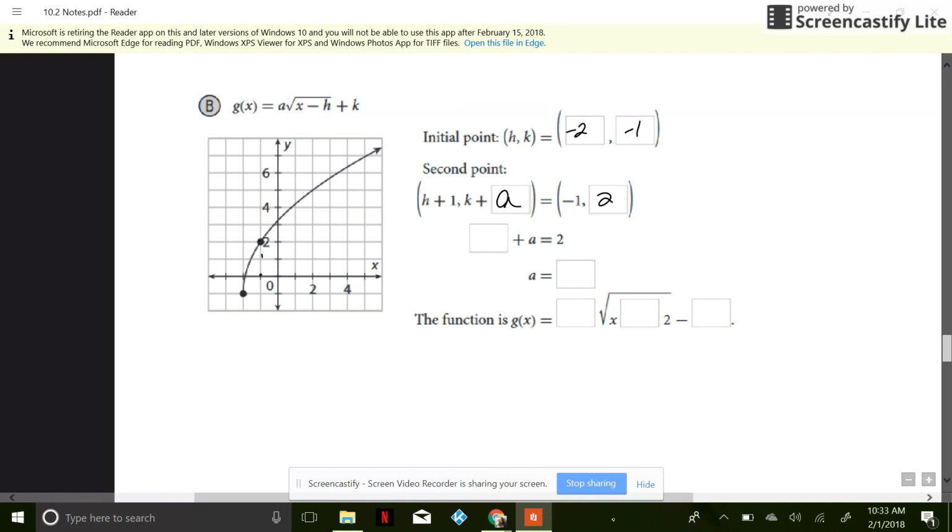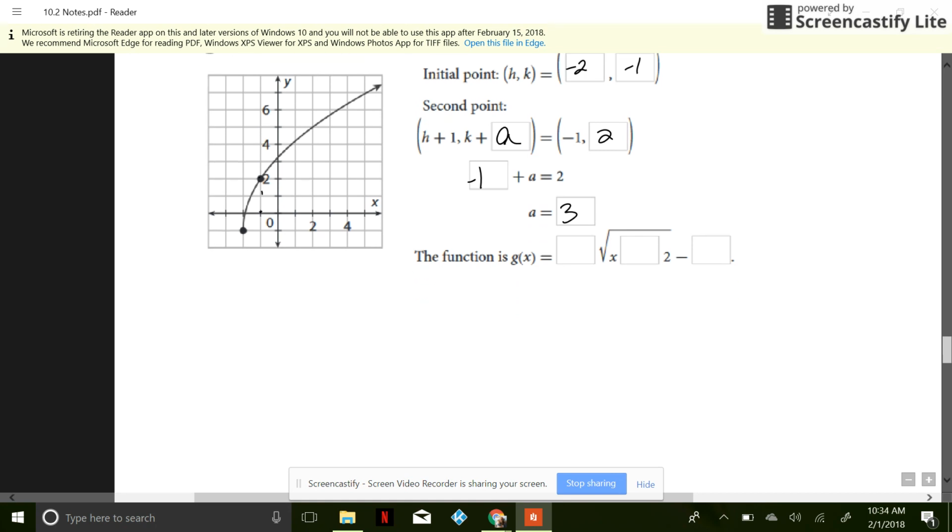We moved up to coordinate 2. So our k, which is -1 plus a, is 2, we can just count this on the graph. We can see that a is 3. So that's our stretch. So our function will be 3 square root of x plus 2, because it's a left shift, and then minus 1 because it's a downshift.